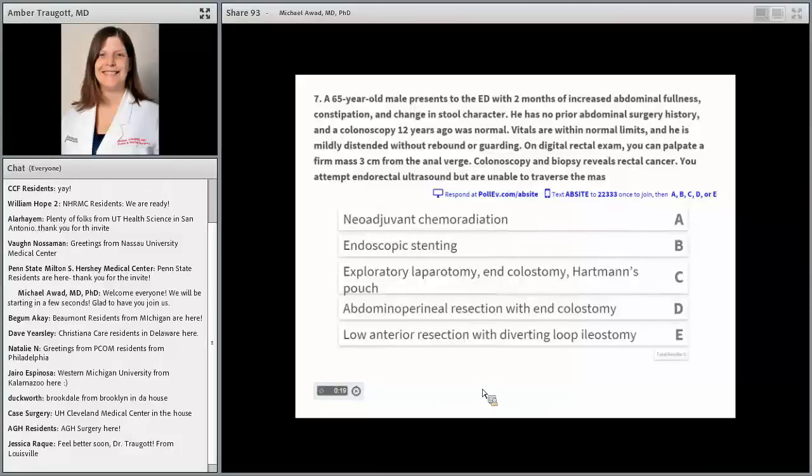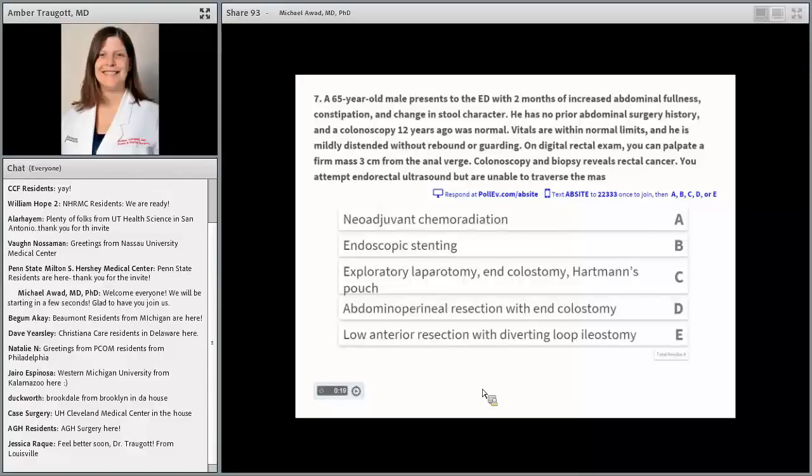So let's start. Number 7, a 65-year-old man presents to the emergency department with 2 months of increased abdominal fullness, constipation, and change in stool. He has no prior surgical history and had a colonoscopy 12 years ago, which was normal. Vitals are normal. He's a little distended, but no rebound or guarding. On rectal exam, you can palpate a firm mass 3 centimeters from the anal verge. The biopsy reveals rectal cancer. You attempt endorectal ultrasound, but you cannot traverse the mass. What's the next best step?